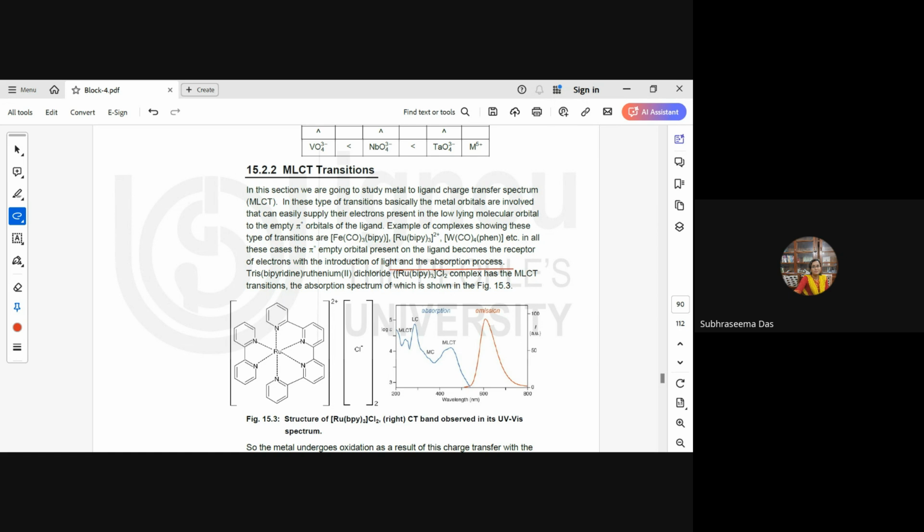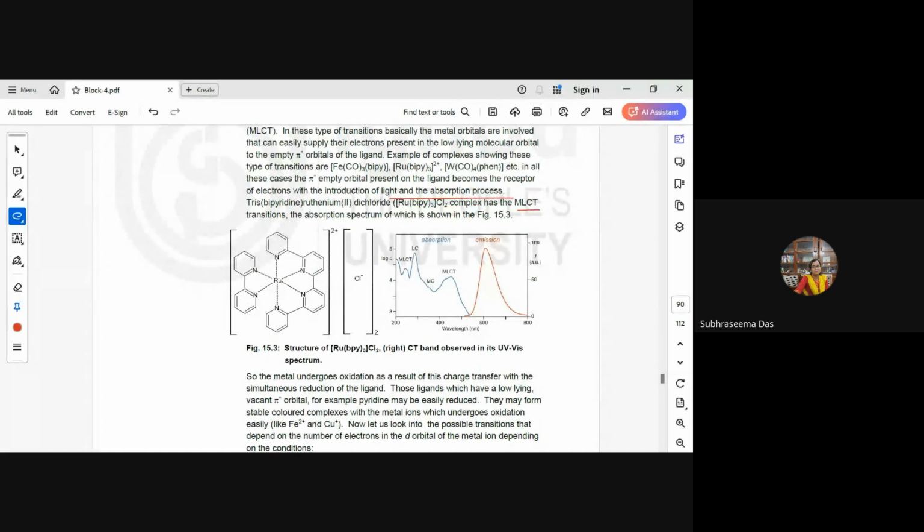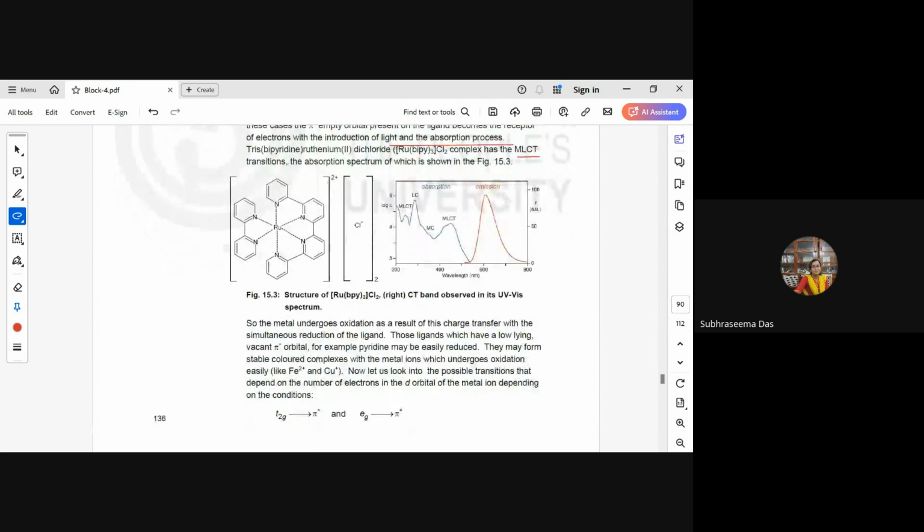Here tris bipyridine ruthenium chloride, that is Ru(bpy)3 Cl2, is a very common MLCT associated transition, and this is the structure and this is the UV visible spectrum. Here is the absorption spectrum, which is mostly due to MLCT, and here the emission spectrum has also been shown.